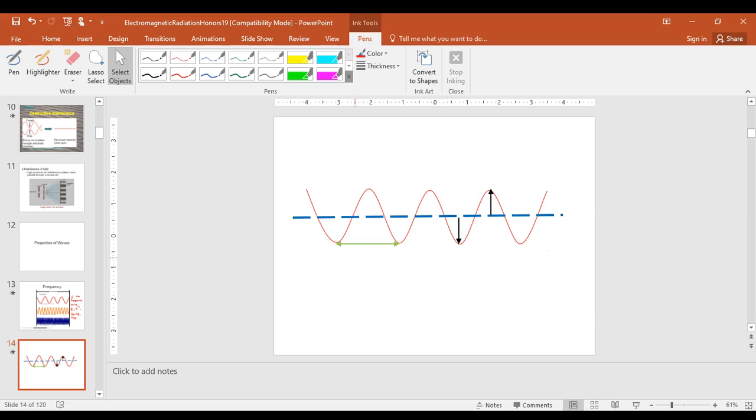Another part of the wave is wavelength. The green arrow there is representing wavelength. This is the symbol for wavelength. This is lambda. This is another Greek letter, so it kind of looks like an upside down Y. The units for this is meters. Now, the top of the wave is the crest. The bottom of the wave is the trough.